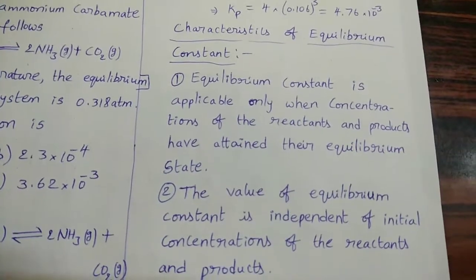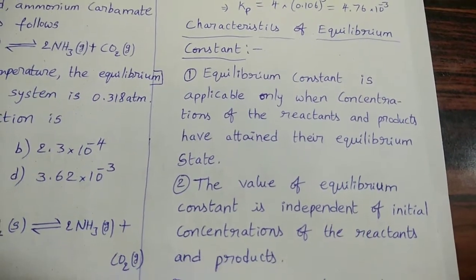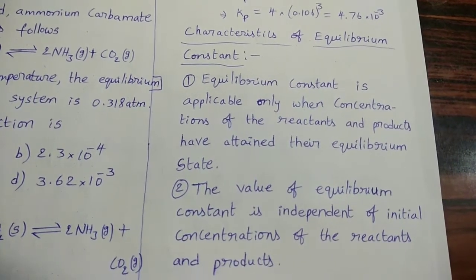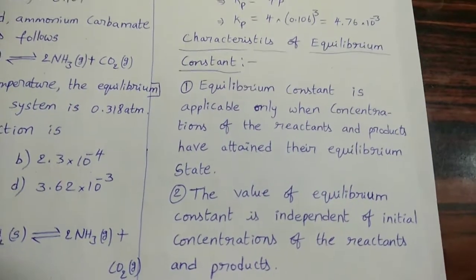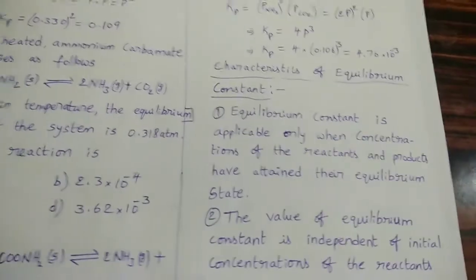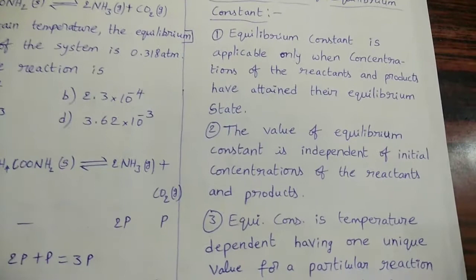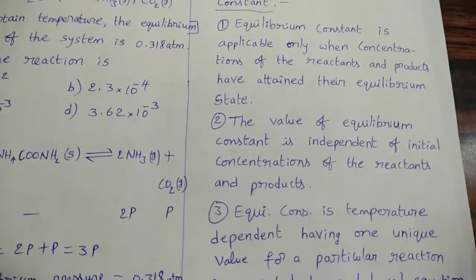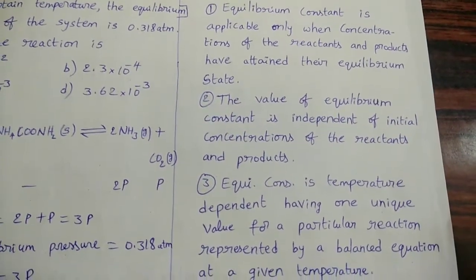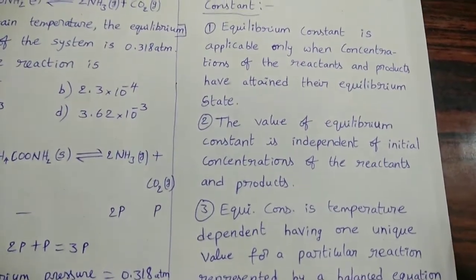Next, the value of equilibrium constant is independent of initial concentrations of reactants and products. Whatever the concentration of the reactants and products in the initial state, equilibrium constant does not change. Whether the concentrations of reactants in the initial condition are more or less, equilibrium constant does not change. Next, equilibrium constant is temperature dependent, having one unique value for a particular reaction represented by a balanced equation at a given temperature.